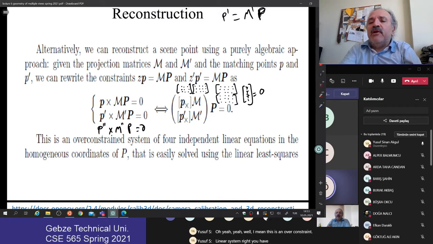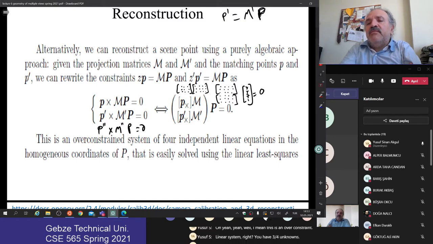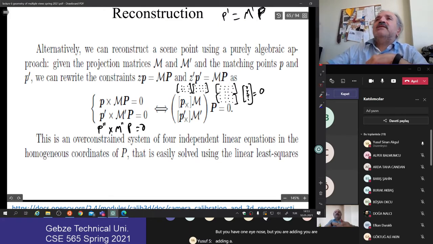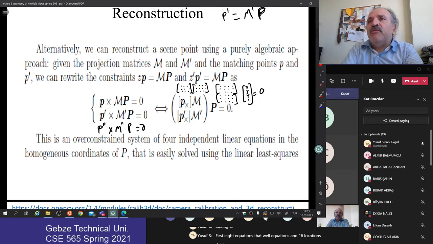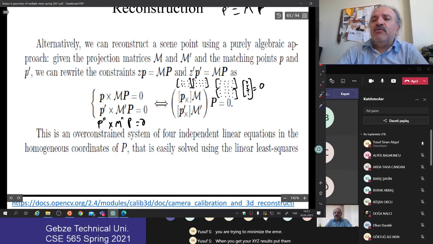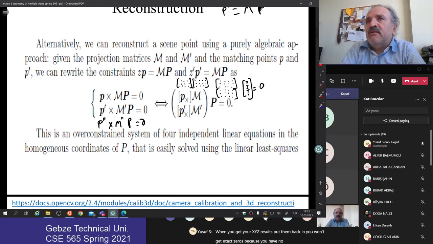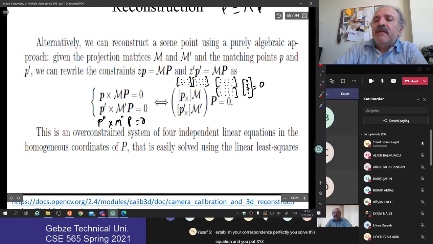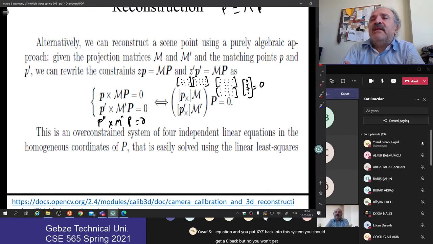You have four unknowns, but you are adding first 8 equations, now 12 equations, then 16 equations, right? So you have much more information than you need for an exact solution. So this is going to be a least squares solution. You are trying to minimize the error. When you get your XYZ results and put them back in, you won't get exact zeros because you have noise, right? You have error. If all the cameras are perfect and you establish your correspondence perfectly, you solve this equation and put XYZ back into this system, you should get a zero back, but no, you won't get anything like exact zero. It will be close to zero, but it won't be exactly zero.